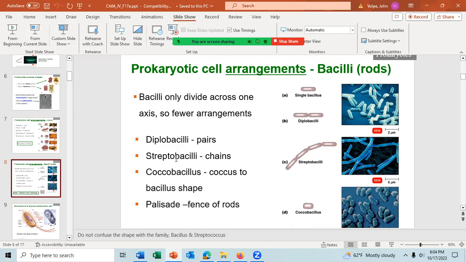With the spirals and the spirochetes, they will only have singlets. So their cellular growth arrangement is only singlets. And they're the only cells where you see all of the cells in one cellular arrangement, a singlet. For almost all the other cells, you will have mixed cellular arrangements.